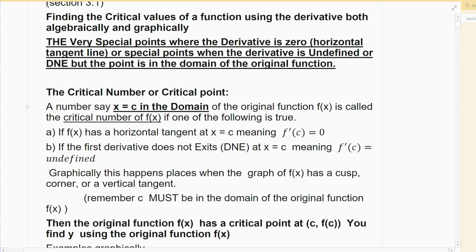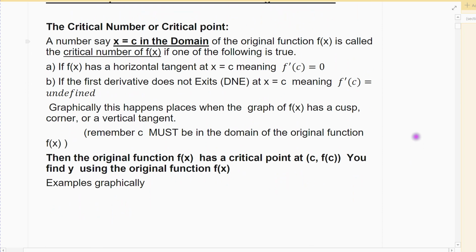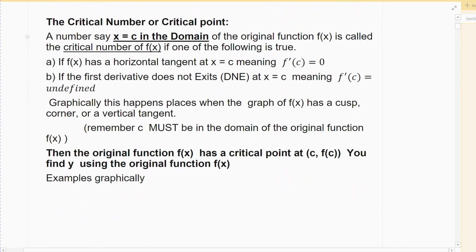The new one we're going to talk about is when the derivative is undefined, when it does not exist, at a point in its domain. Again, they're very special points where that happens. We call them critical values because they're critical, or special. First of all, in order to be a critical point, the value has to be in the domain of the original function.